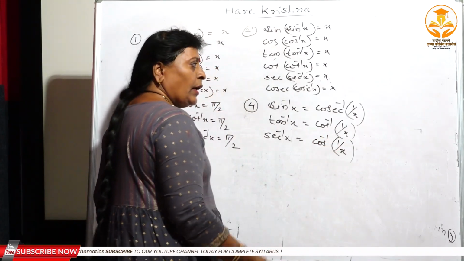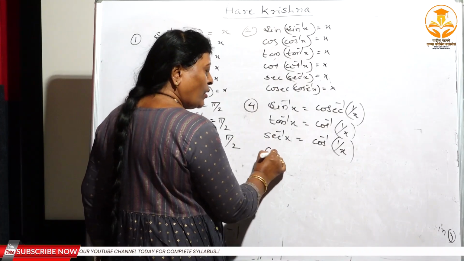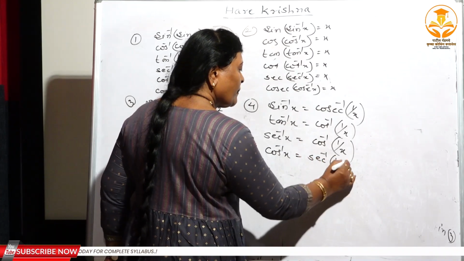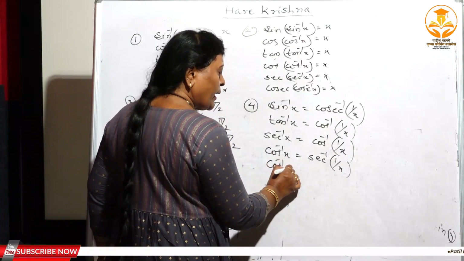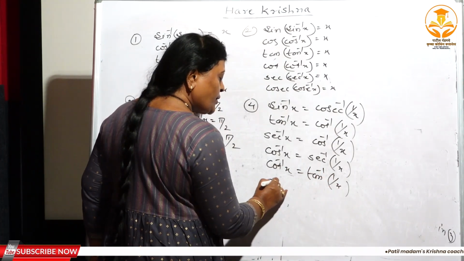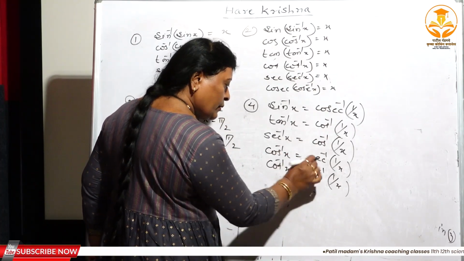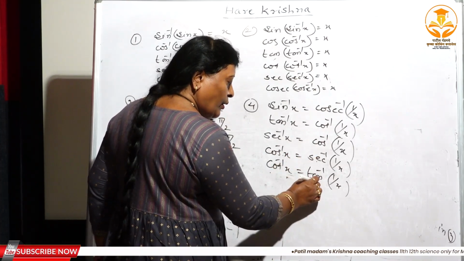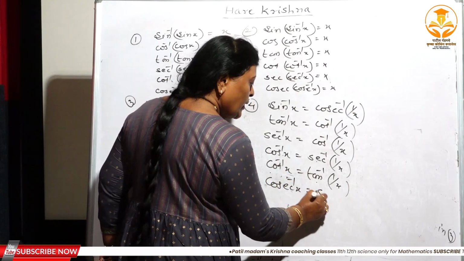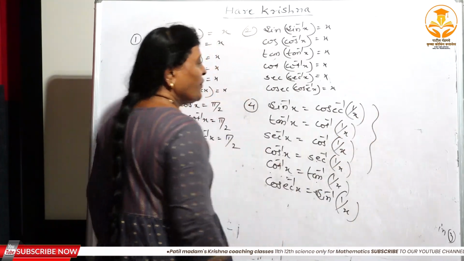Right? In the similar manner, you can write cos inverse x also in the form of a sec inverse 1 by x. Cot inverse x you can write as a tan inverse 1 by x, and cosec inverse x you can write as a sin inverse 1 by x. Right? These three are very important.